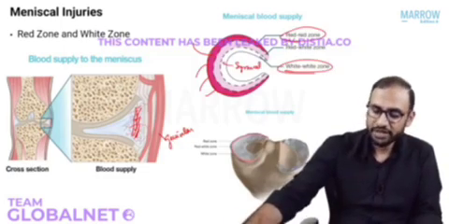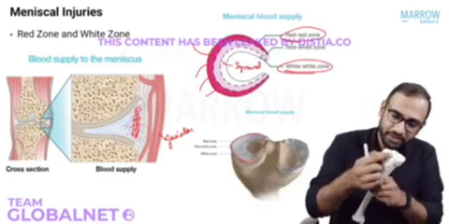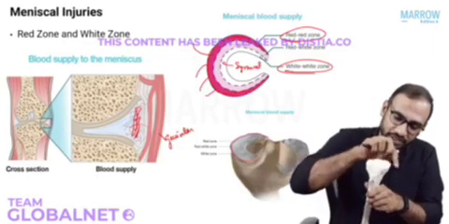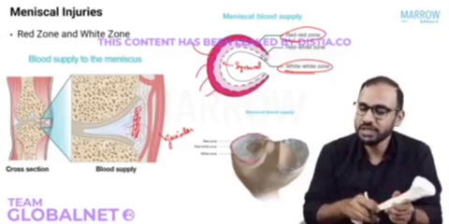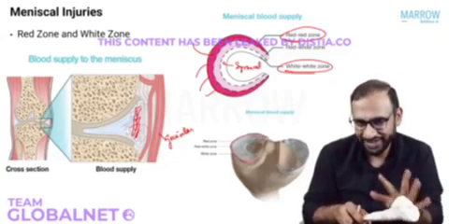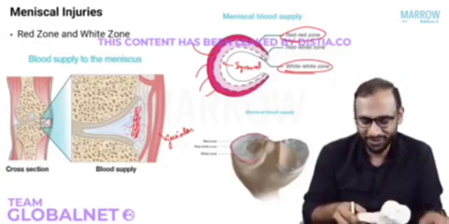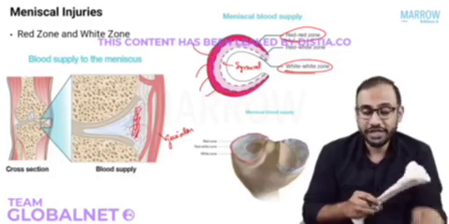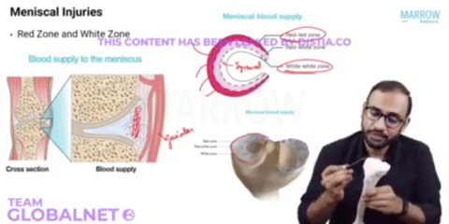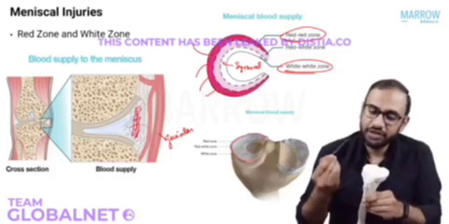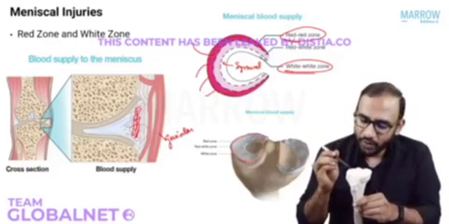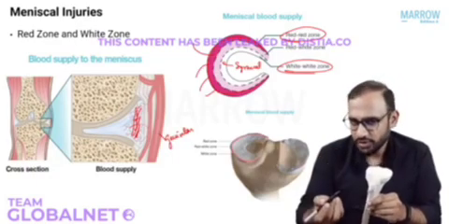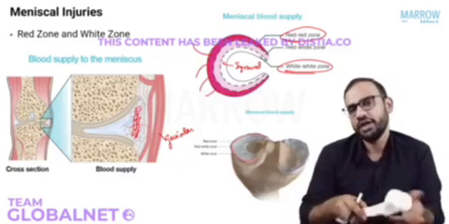The red zone, the peripheral part, receives its nutrition from the genicular vessels. The central white zone receives its nutrition from the synovial fluid. They are not red in color. They are just described like that for you to understand. Now, if the injury is in the red zone, it means it is a vascular zone. If you repair it, it is amenable to healing. If the injury is in the white zone, it means it is an avascular zone. If you repair it, it will not heal.